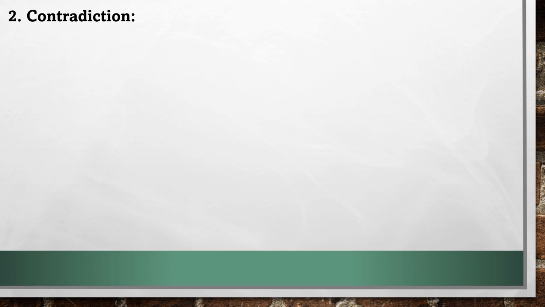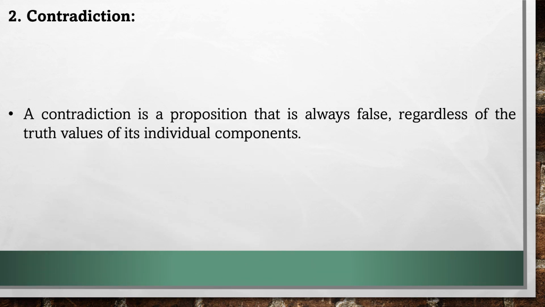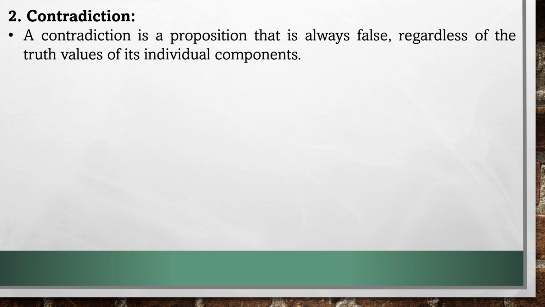Okay? So, ano po yung tinatawag nating contradiction? A contradiction is a proposition that is always false, regardless of the truth values of its individual components. Okay? So, meron po tayong symbol. Ayan, because symbolically, a contradiction is represented by statements that evaluate to false, no? Kahit ano pa yung possible combination ng truth values ng bawat variables.